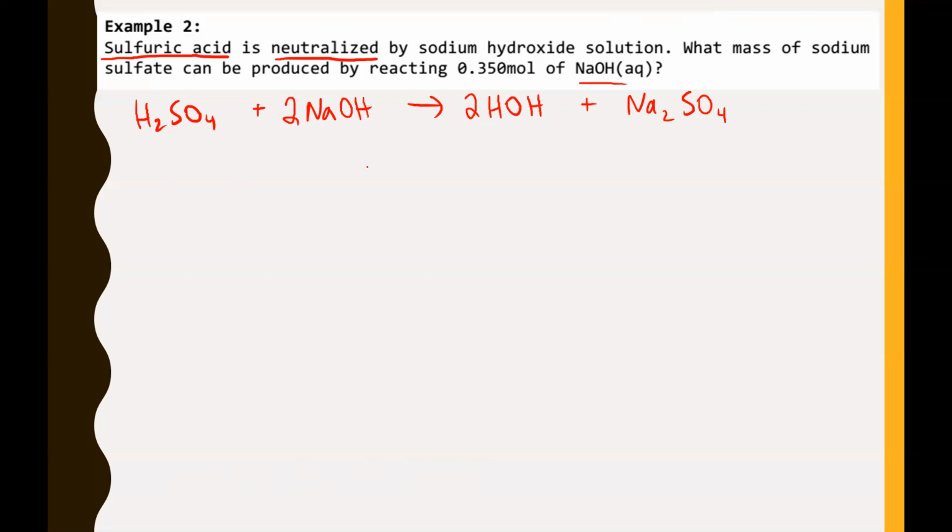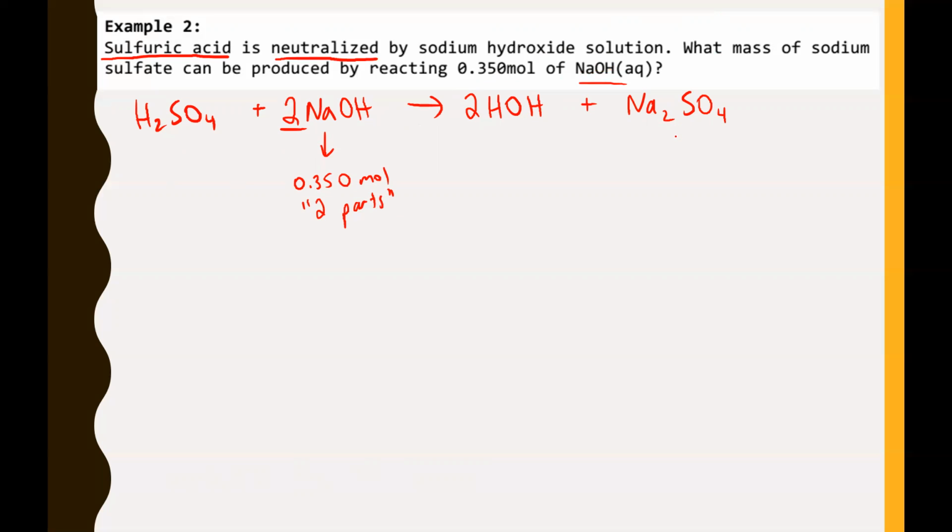The next thing I guess I should do is identify what I've got. So I've got my 0.350 moles of NaOH. So I'm going to say that amount right there is 0.350 moles. And I want you to notice that that's equal to 2 parts because of this 2 coefficient right out in front. What we're interested in is how much sodium sulfate can be produced.